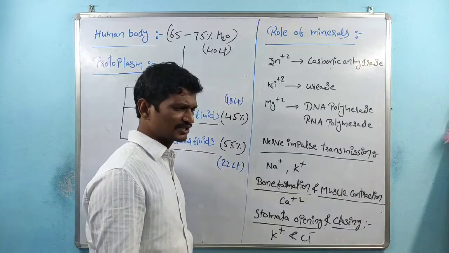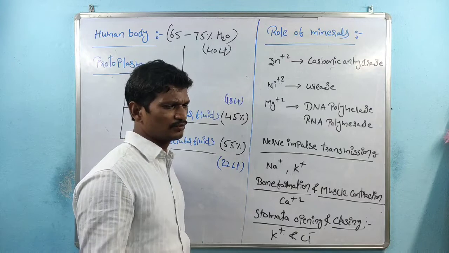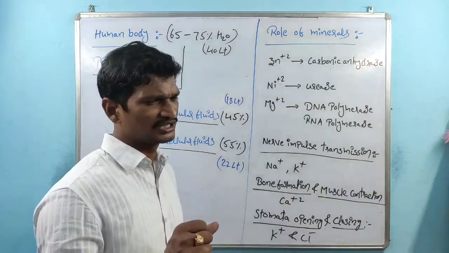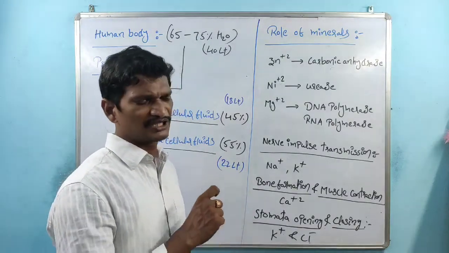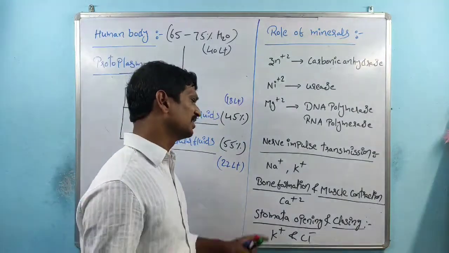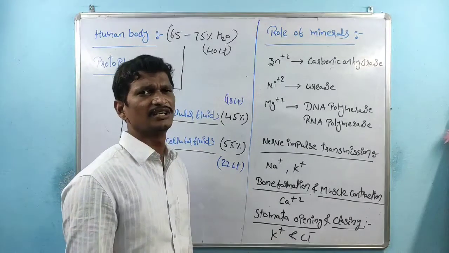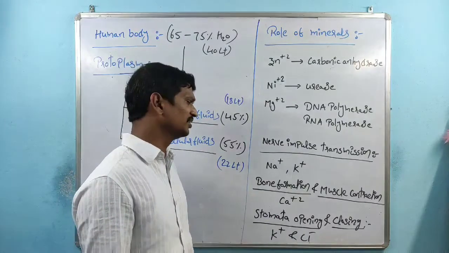So within the nerve cells there are sodium channels and potassium channels. Based on the opening and closing of these channels, the message is passed from the brain to the body or from the body to the brain. And the next one is bone formation and muscle contraction.